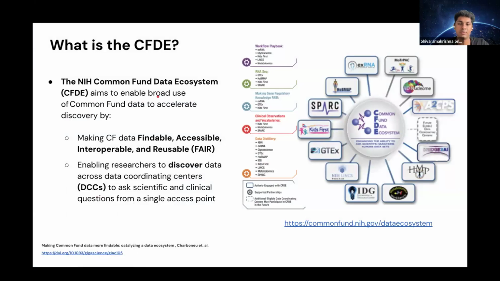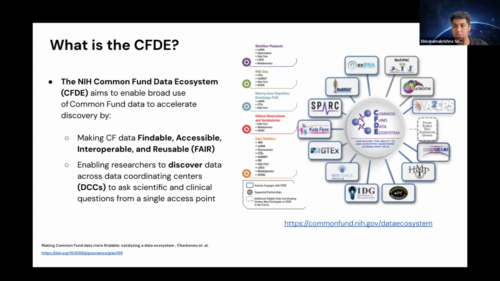So, what is the CFDE? Just to double down on what we've heard so far from Manu and Sumana and the other presenters from yesterday. The CFDE came about to enable the broad use of common fund data to accelerate discovery in 2 major ways. The first is to make common fund data findable, accessible, interoperable, and reusable according to FAIR guidelines. And the second is to enable researchers to discover this data across the data coordinating centers so that they could ask scientific and clinical questions from a single point of access.